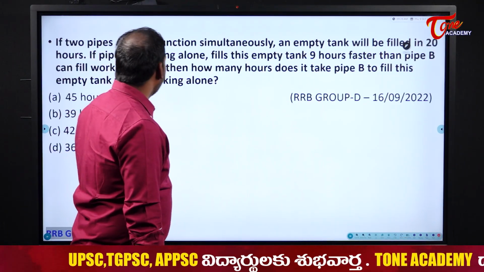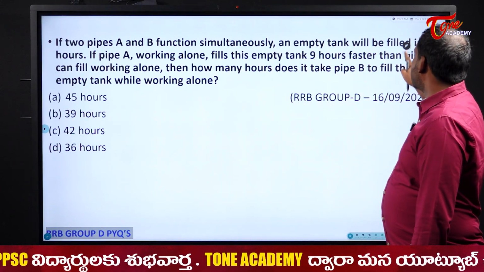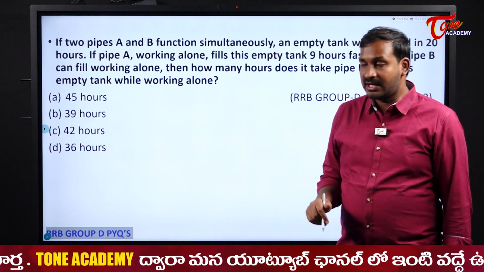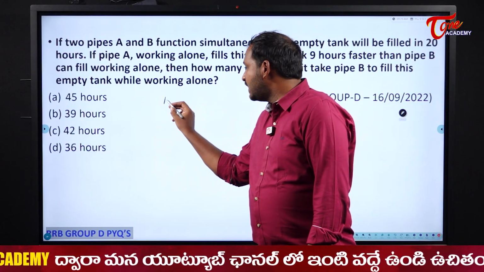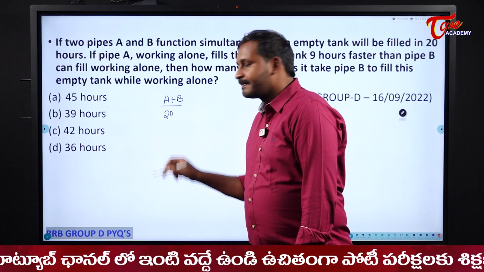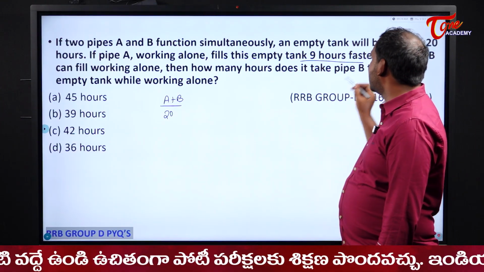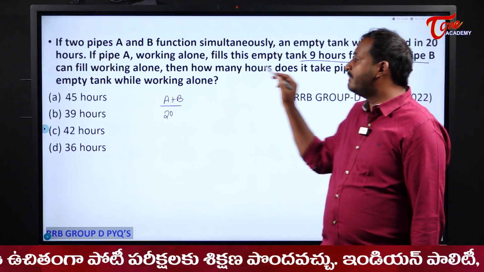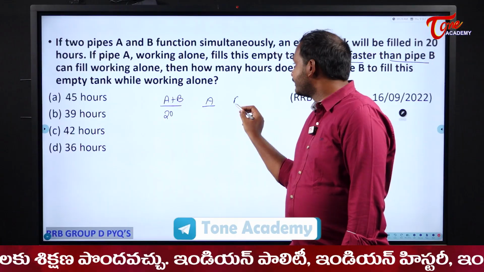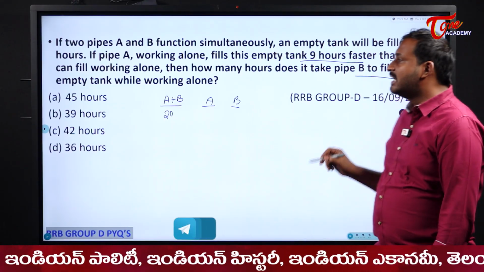Now see here, if two pipes A and B function simultaneously, an empty tank will be filled in 20 hours. Okay, that means what does it tell us? A and B when they fill, it takes 20 hours. If pipe A working alone fills the empty tank 9 hours faster than pipe B can fill working alone. That means when there are A and B and next pipe B, how many hours does it take pipe B to fill the empty tank, right?